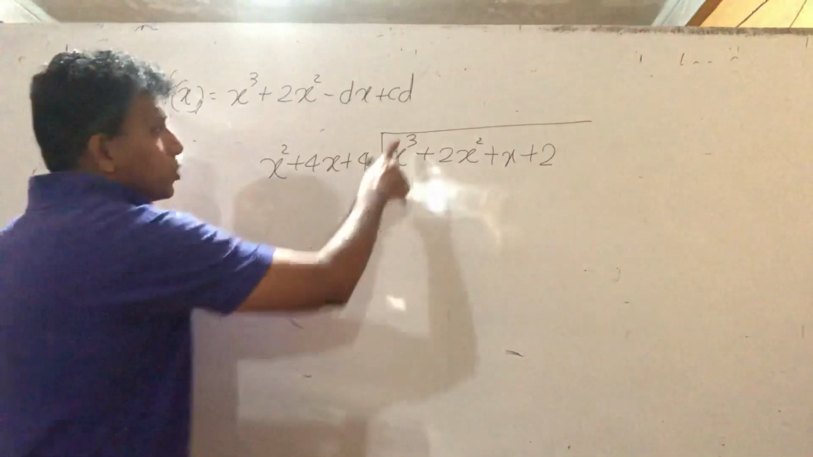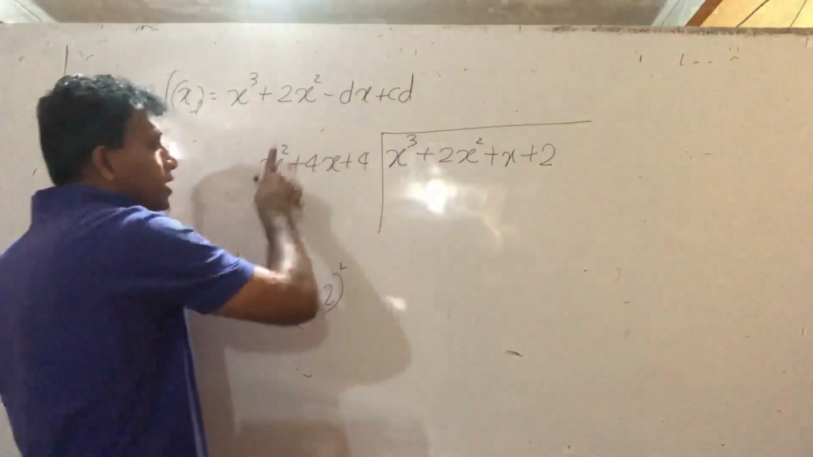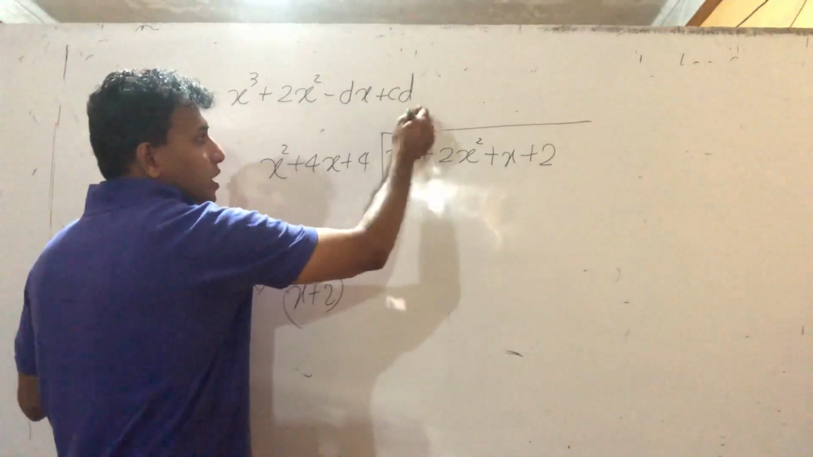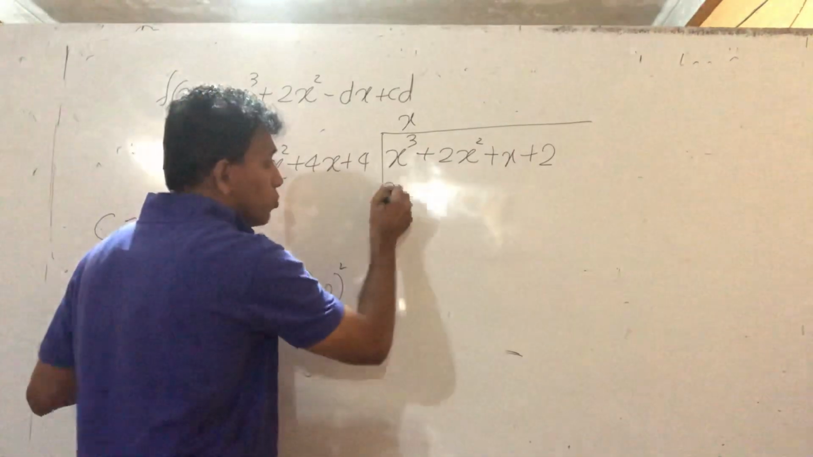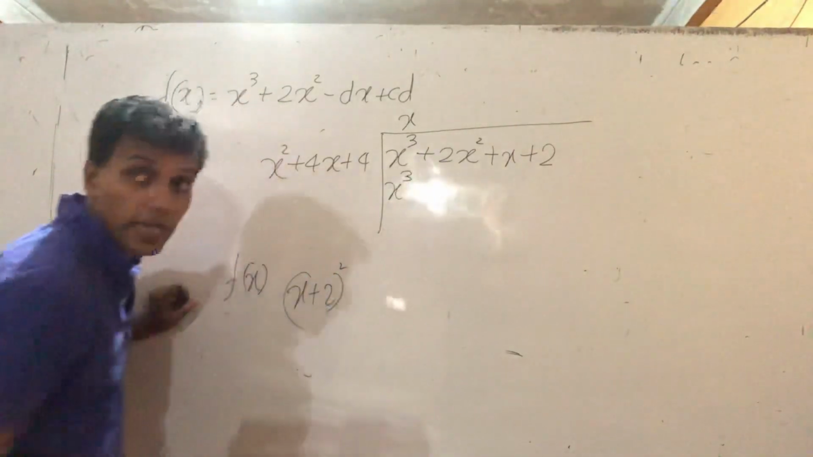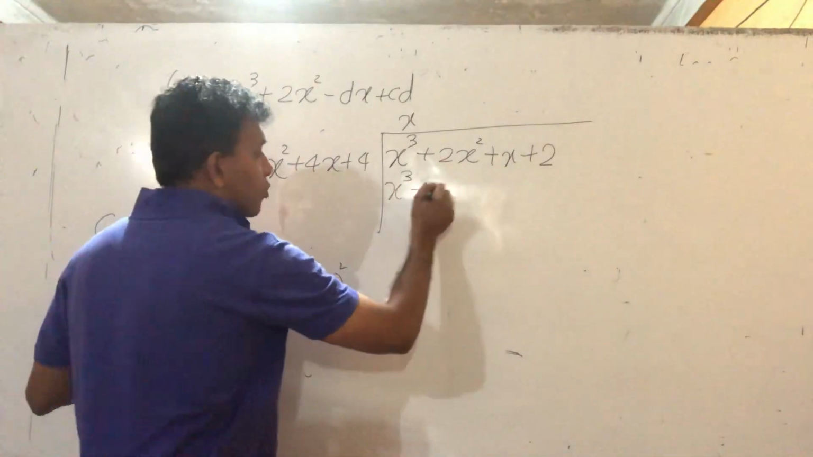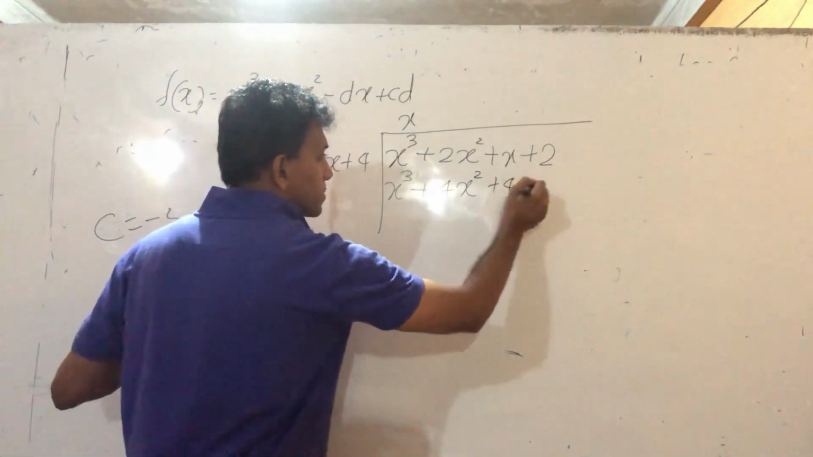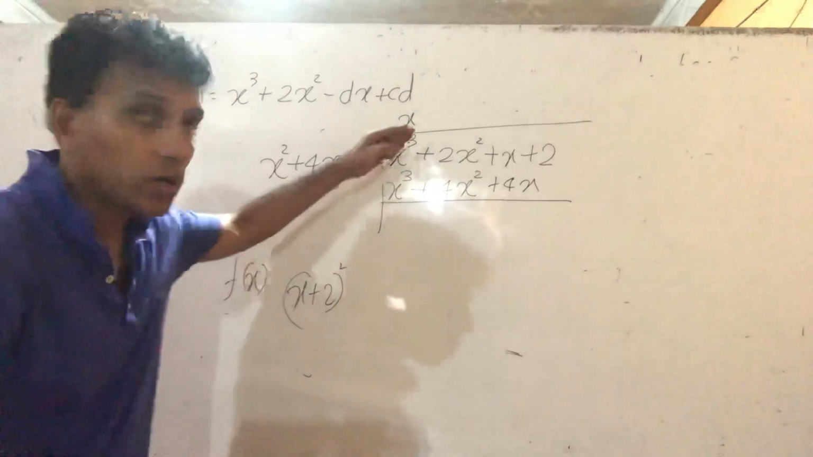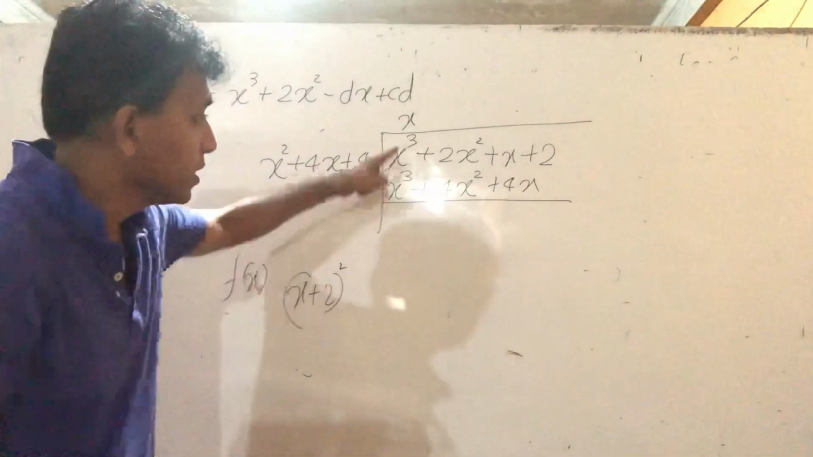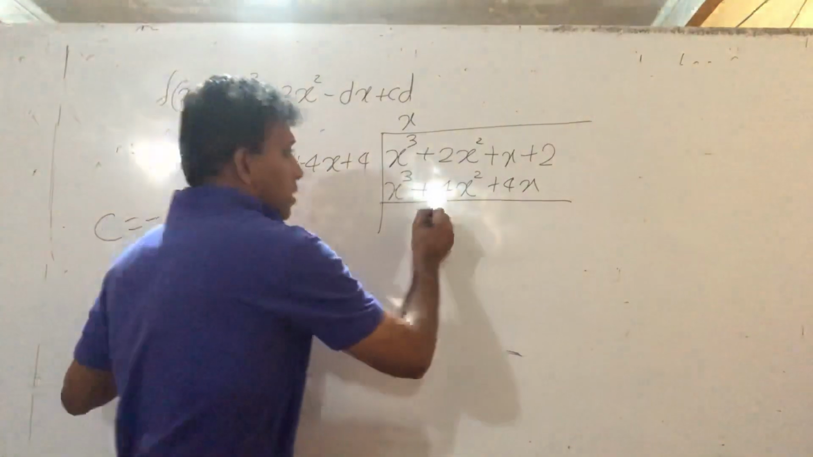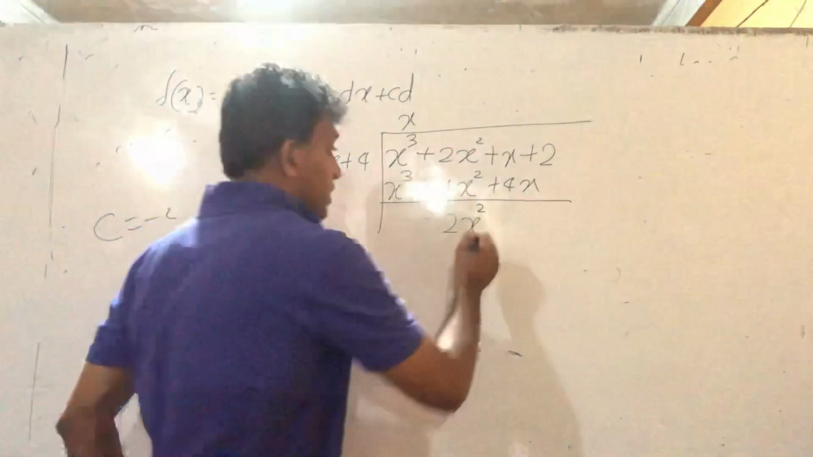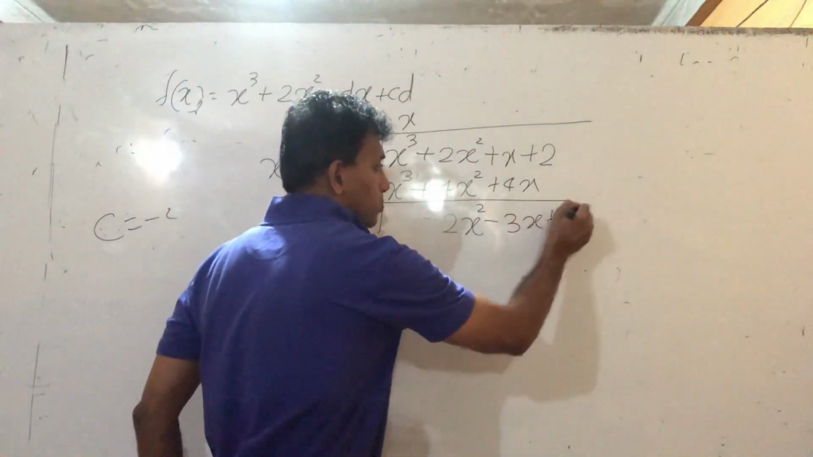See what the idea is. You write a term here. That term multiplied with this gives you x cube here. So put x. x into x square is x cube. Okay. x into 4x, 4x square. x into 4, 4x. Okay. Now subtract. It's called long division, right? This cancels. This minus this, minus 2x square. This minus that, minus 3x plus 2.